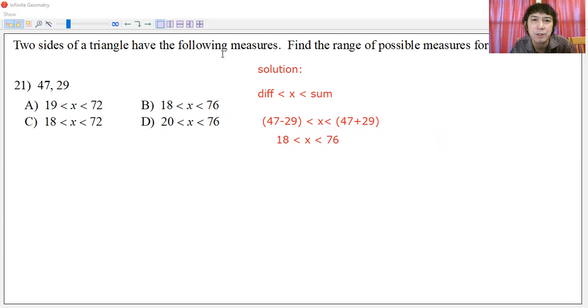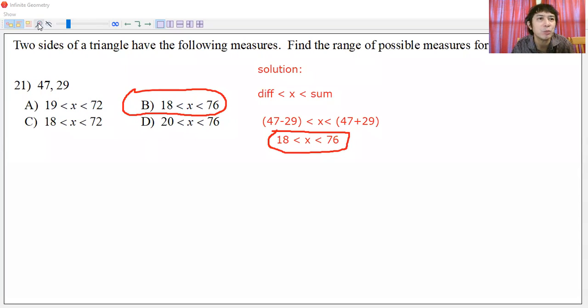All right, this is our answer there. Okay, and we have it B. Okay, that should be over here. There. All right, now let's check if it's B. Yes. All right, so that's B. Okay, let's continue with number 22.